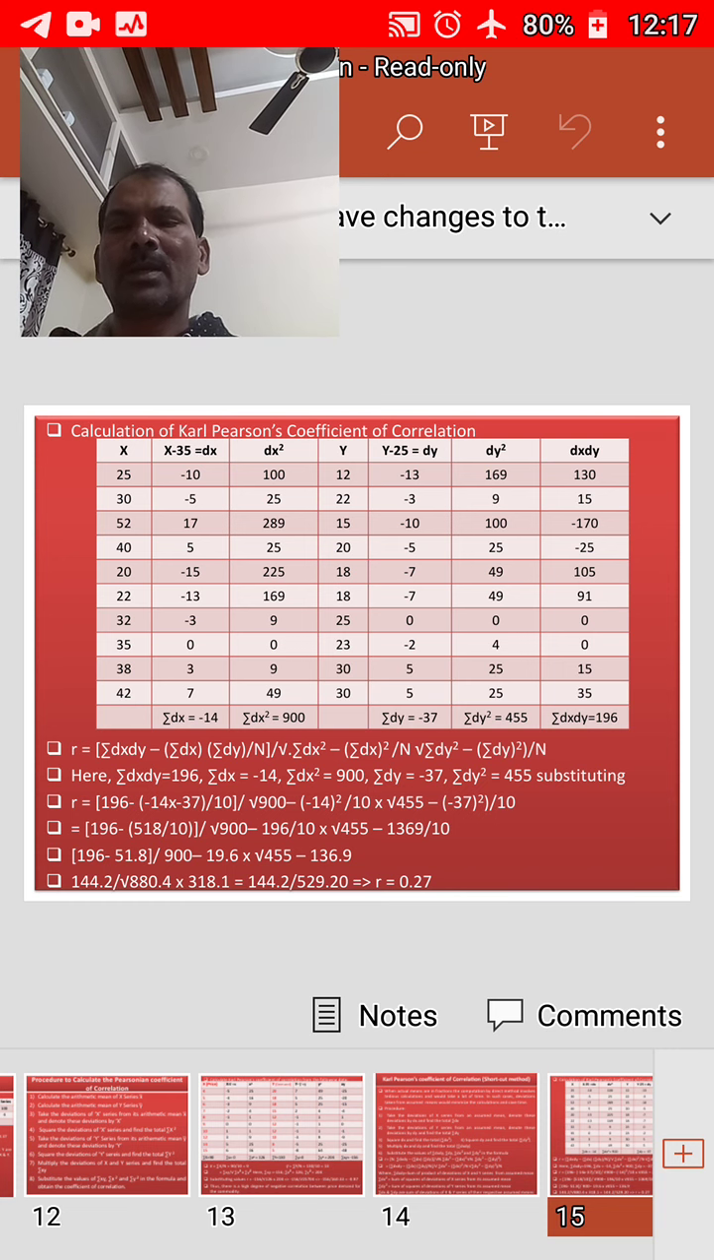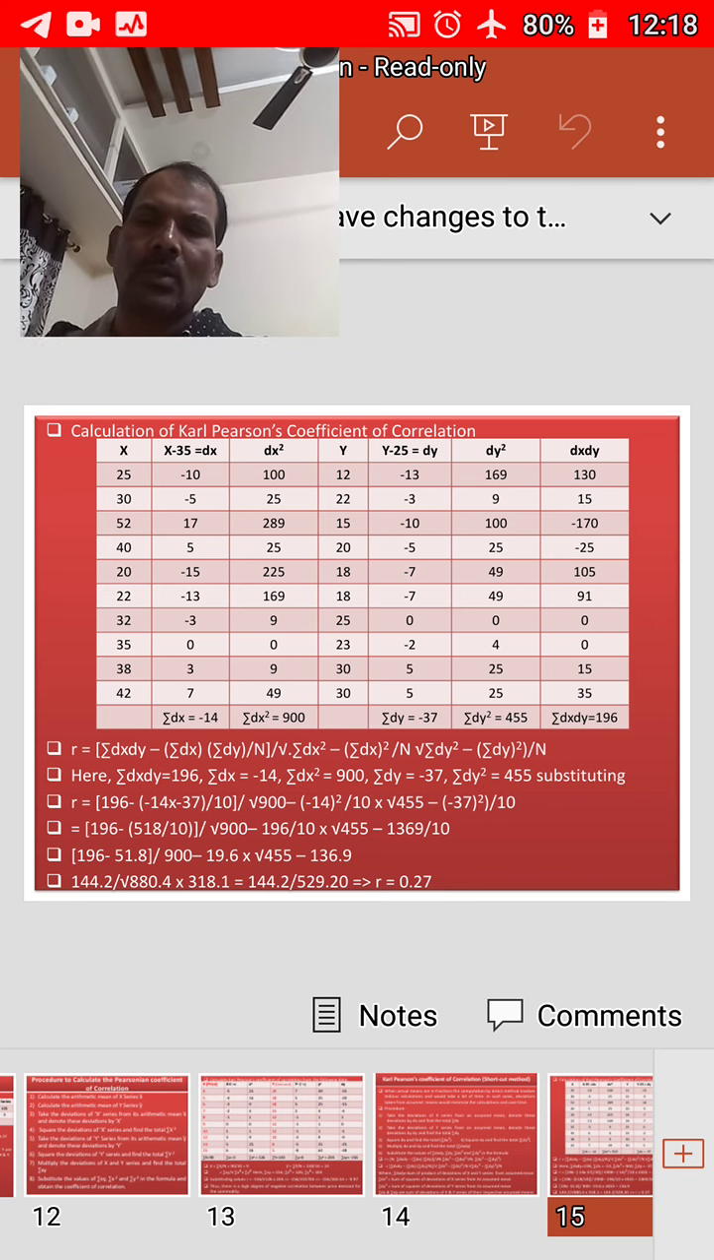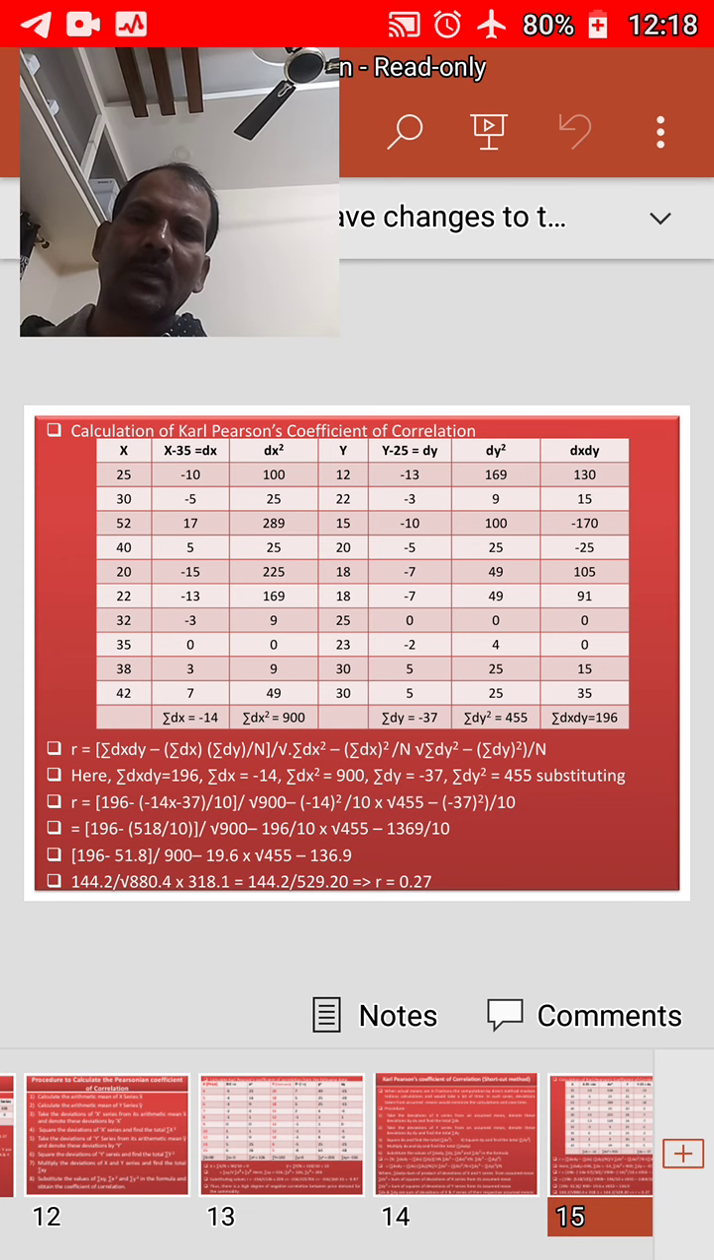Minus 10 whole square is equal to 100, minus 5 whole square is equal to 25, 17 whole square is equal to 289, 5 whole square is equal to 25, minus 15 whole square is equal to 225, minus 13 whole square is equal to 169, minus 3 whole square is equal to 9, 3 whole square is equal to 9, 7 whole square is equal to 49. This is regarding the X series, and now we need to calculate the same for the Y series. The Y series is given as 12, 22, 15, 20, 18, 18, 25, 23, 30, 30. Now we take the assumed mean for this Y series as 25, that is, y minus 25 is equal to dy.